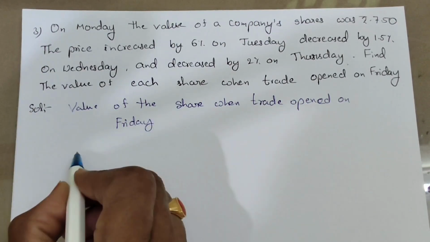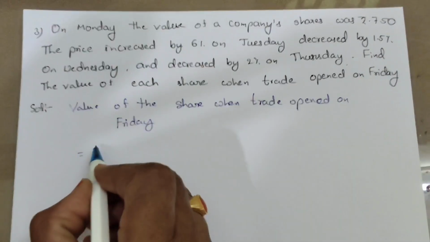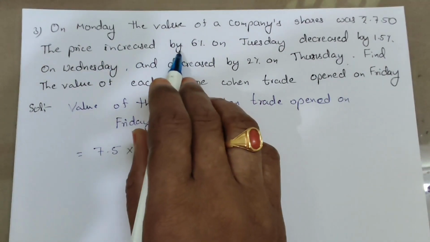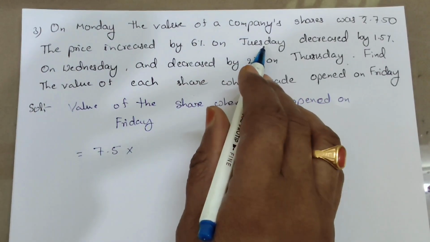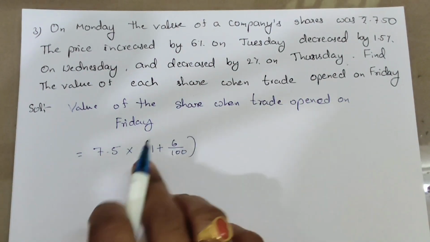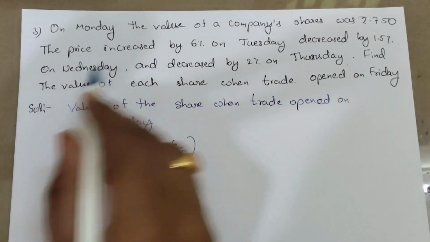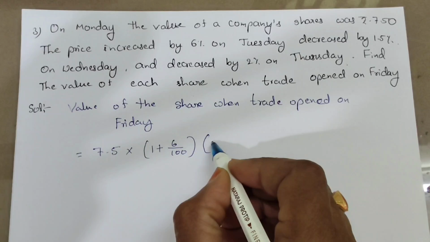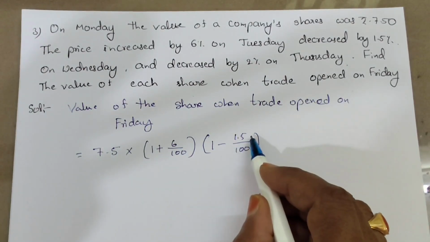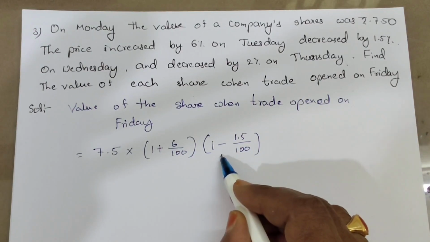Here, Friday the value of the share. First year 750 rupees. So here we write first 7.5 into, one time increased by 6% on Tuesday. Increased, so we write here 1 plus 6 by 100. This is the increased value. So we write plus. Next, decreased by 1.5% on Wednesday. So decreased, so we write here 1 minus 1.5 by 100. Here 1.5 by 100 is the decreasing percentage, so we write the negative here.